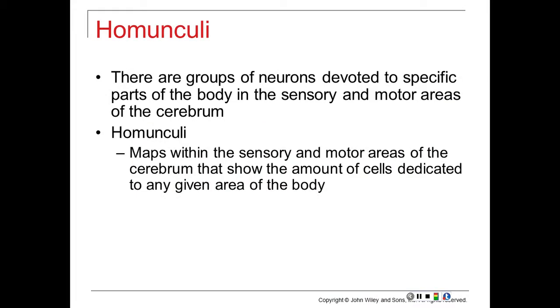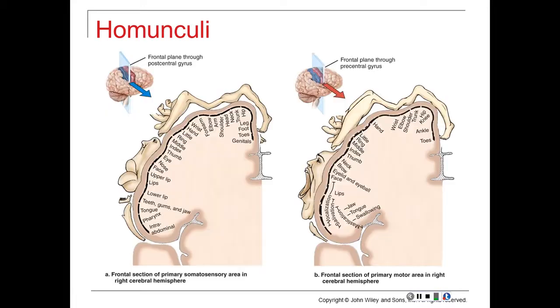The homunculi are groups of neurons that are devoted or traced back to specific sensory or motor areas on the cerebrum. A homunculus is basically a map within the sensory and motor areas showing the amounts of cells dedicated to that given area of the body. So here you see the sensory and motor homunculi.